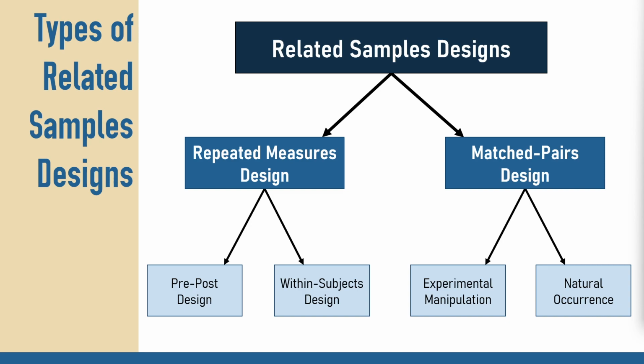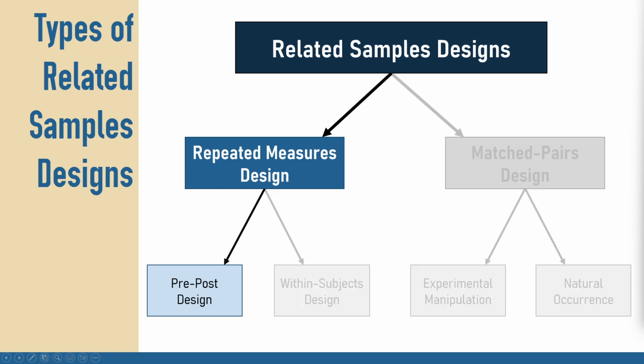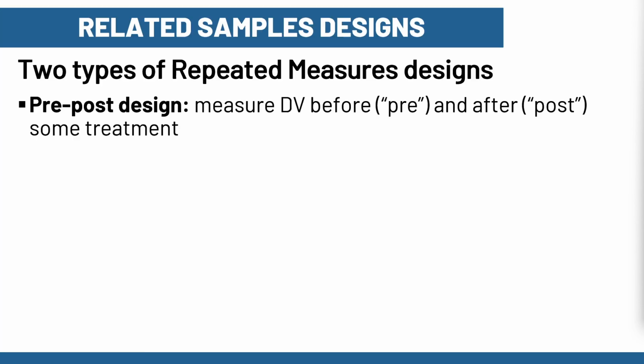So this is all of it summarized in one little chart here: repeated measures, match pairs. To elaborate a little bit further on these bottom categories here. Within a repeated measures design, one type is called a pre-post design. And this is like the example earlier with the training for first responders.